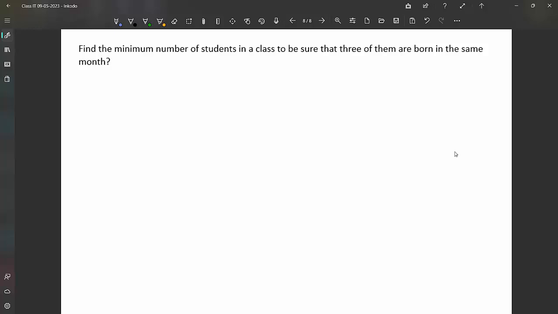यानी कि एक क्लास में मिनिमम कितना स्टूडेंट होना चाहिए, जैसे कि ये तुम श्योरली बोल सको कि एटलीस्ट 3 स्टूडेंट्स बॉर्न इन द सेम मंथ, एक ही मंथ में एक्चुअली बॉर्न हुआ है, तो इसके लिए मिनिमम स्टूडेंट क्लास में कितना रहना चाहिए. So this is the question.